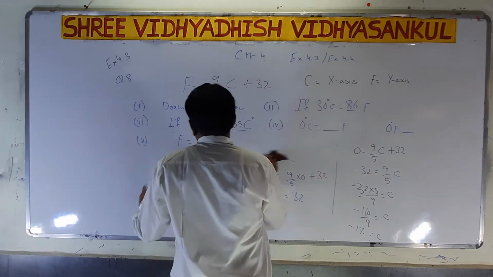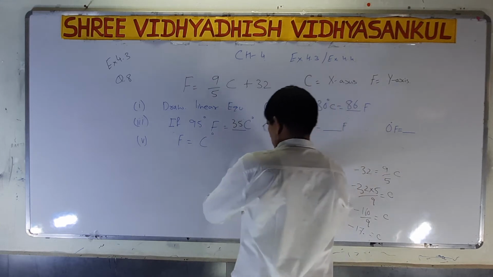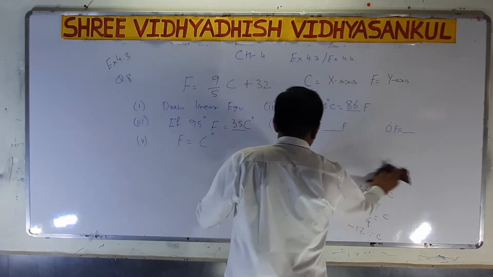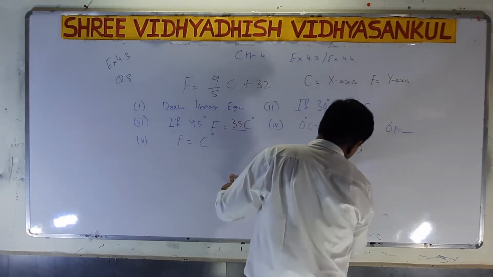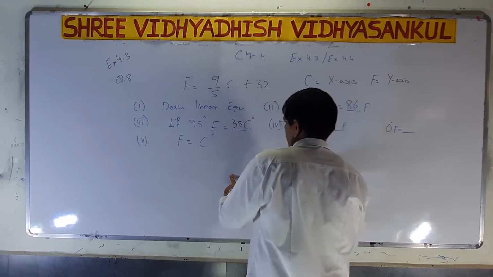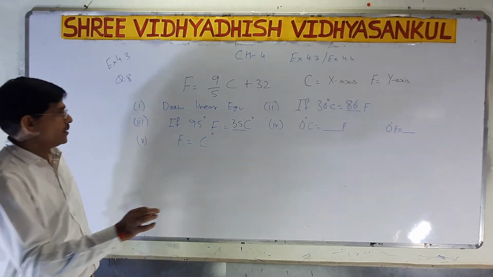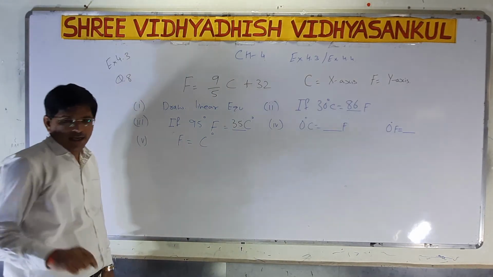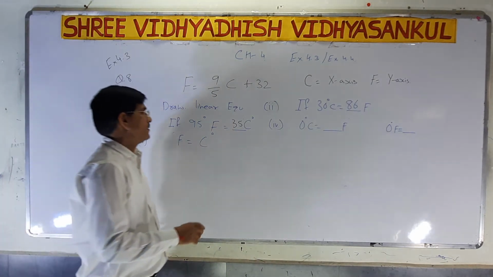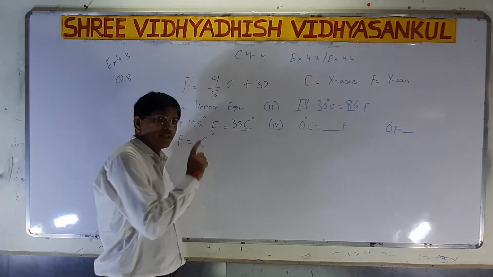Now fifth sum is the important sum. Why? Because in government exam or in KBC such type of questions are asked. Question is, at which temperature both are equal? Fahrenheit is equal to Celsius. Fahrenheit is equal to Celsius both.